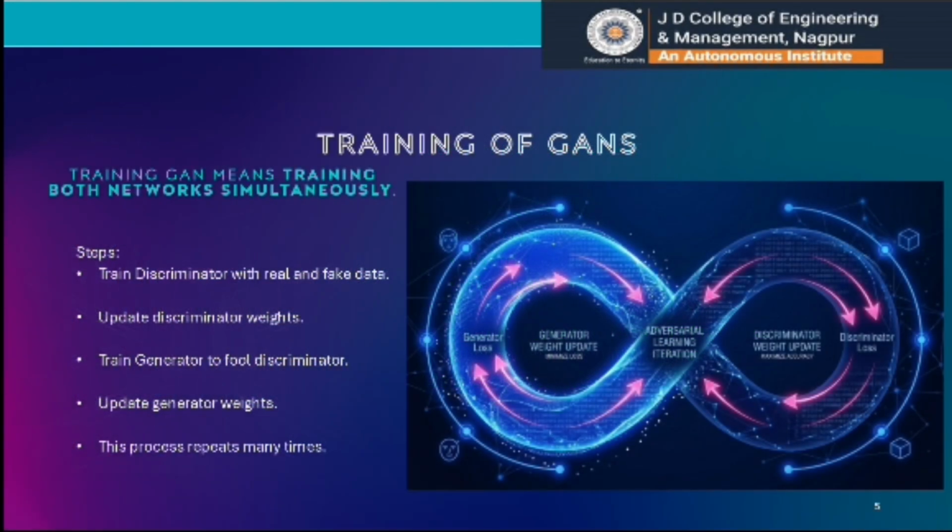Training of GANs. Training a GAN involves training both the generator and the discriminator simultaneously. First, the discriminator is trained using both real data and fake data. After that, the weights of the discriminator are updated. Next, the generator is trained to produce data that can fool the discriminator. Then the generator's weights are updated. This cycle continues many times during training, allowing both networks to gradually improve their performance.